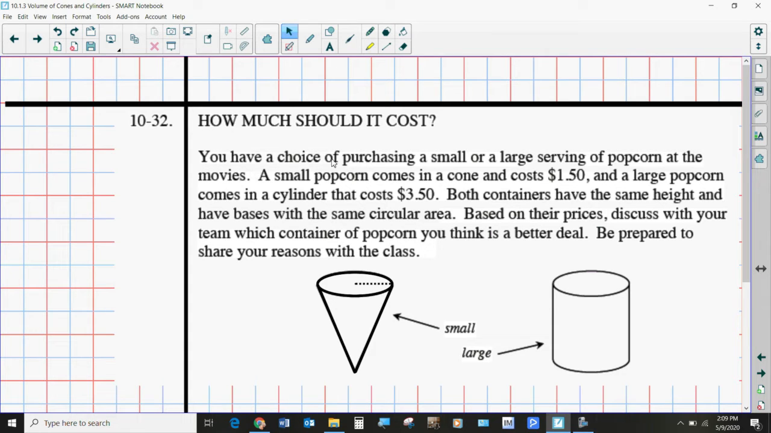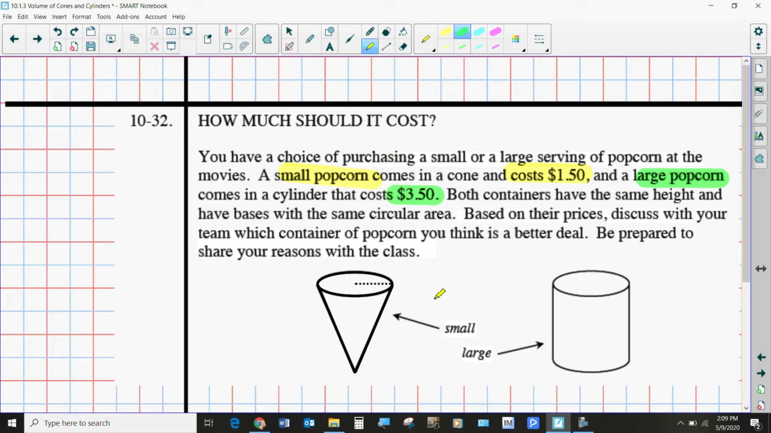So you have a choice of purchasing a small or a large serving of popcorn at the movies. A small popcorn costs $1.50. So that would be this guy right there. And a large popcorn is going to cost $3.50. Both containers have the same height and they have the same bases with the same circular area. So based on their prices, discuss with your team which container of popcorn you think is the better deal.